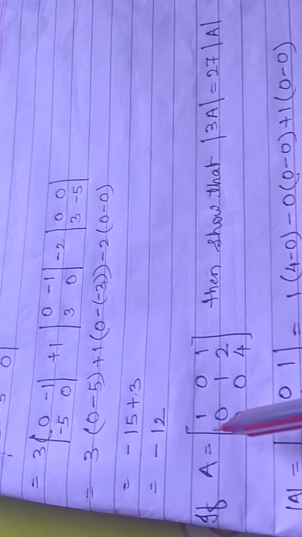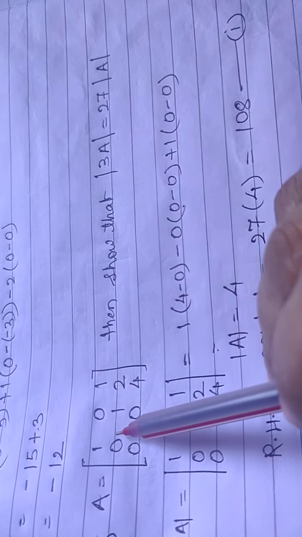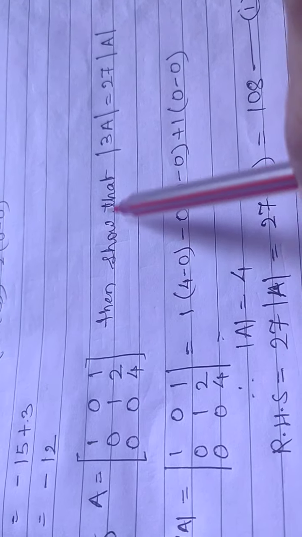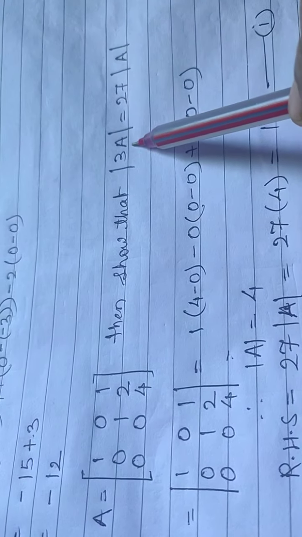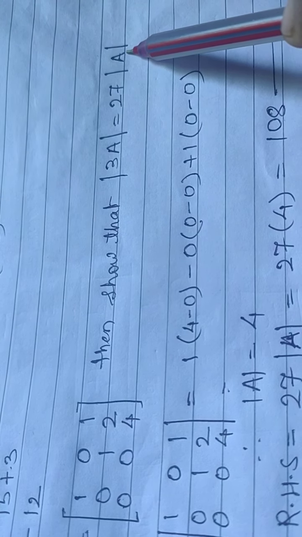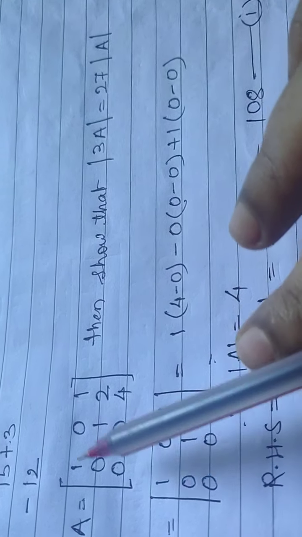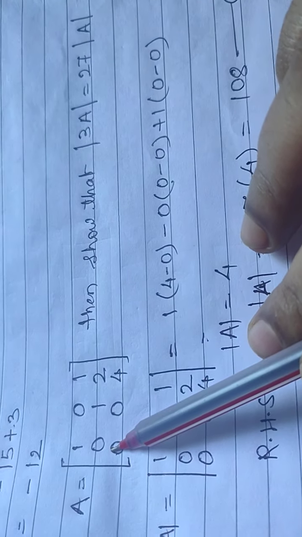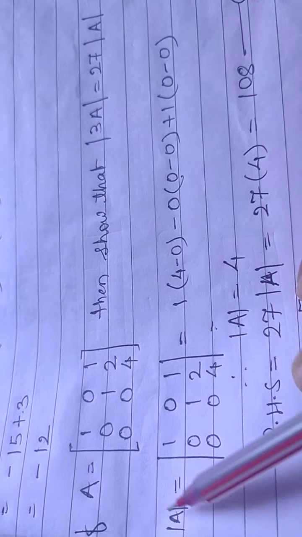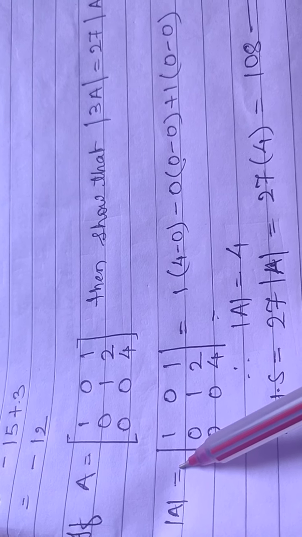Now next example, here this is a matrix. If matrix A is given, it is of order 3 by 3. Then we have to show that determinant of 3A is equal to 27 into determinant of A. Here matrix A is given. We can convert this matrix A into a determinant. So when we convert this matrix A into a determinant, I have written determinant of A is equal to.